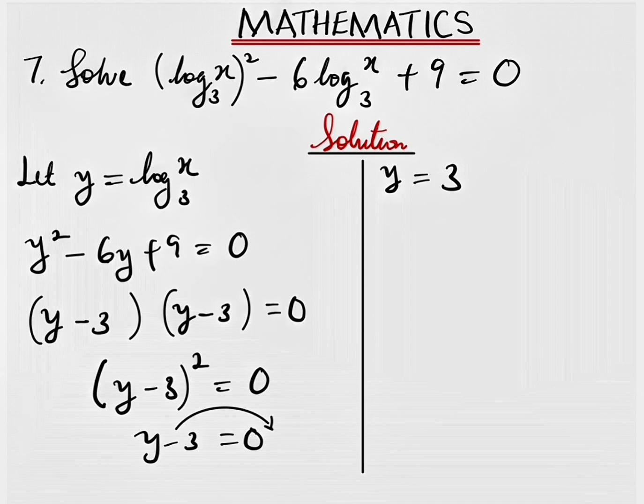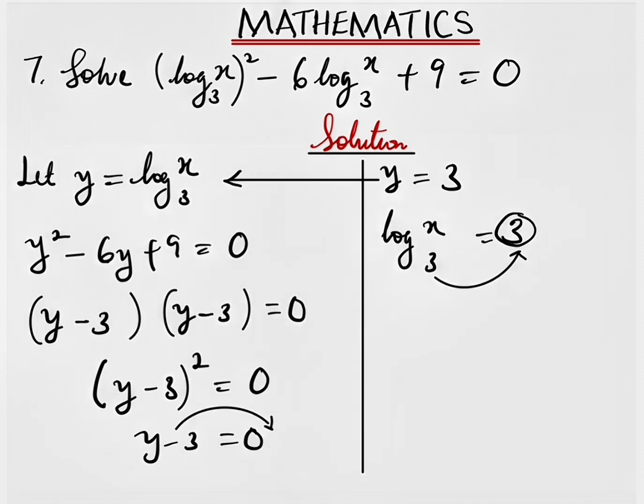All right. But remember we said y is equal to log x base 3. So in place of y, we write log x base 3 equal to 3. The base of the log comes to the right hand side and the number here becomes its exponent. So we have x equal to 3 to the third power.